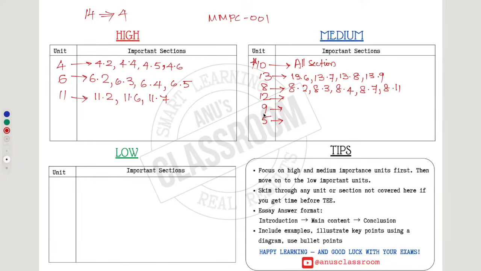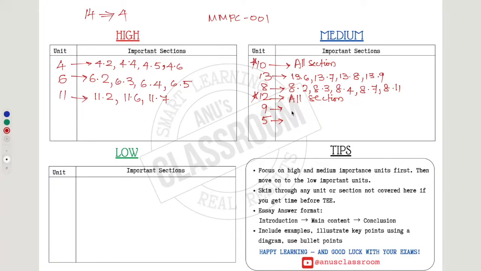Unit number 12, again, organization cultures. I cannot rule out any particular section from this. The kind of questions that have been asked require you to have an overall understanding of this particular unit number 12. So go for all sections.